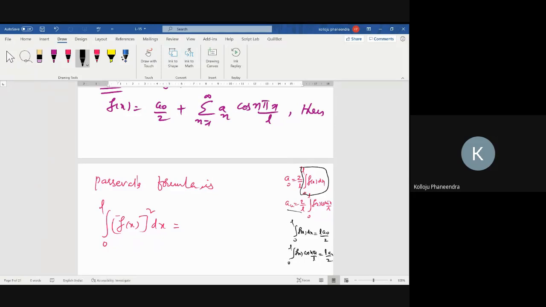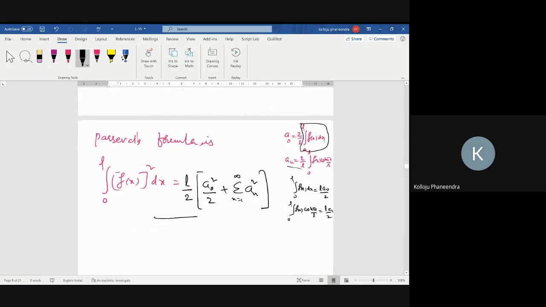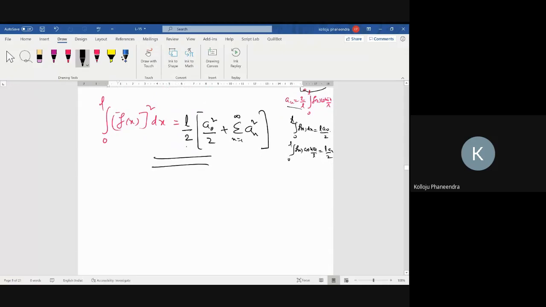So what is the common factor? Here the common factor is L by 2. L by 2 of what? The first term as it is, a0 square by 2, plus second, only an will be there, so sigma an square, n is from 1 to infinity. I think this is clear. There is a change, L by 2 for half range. Why? Because the integral formula results in L a0 by 2 and L an by 2. That was the half range cosine series.